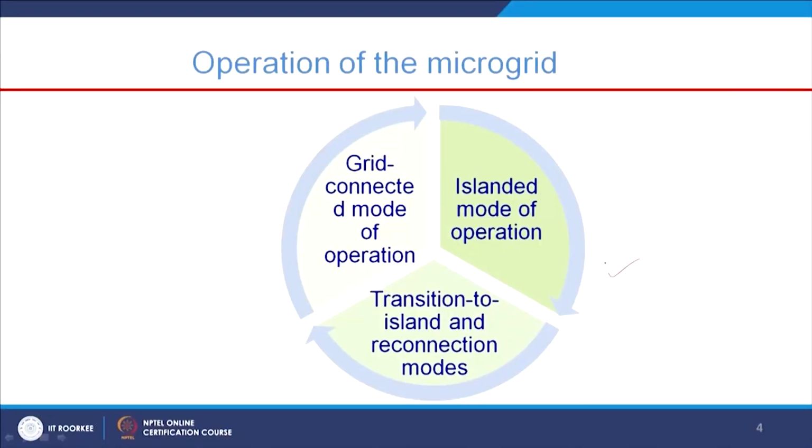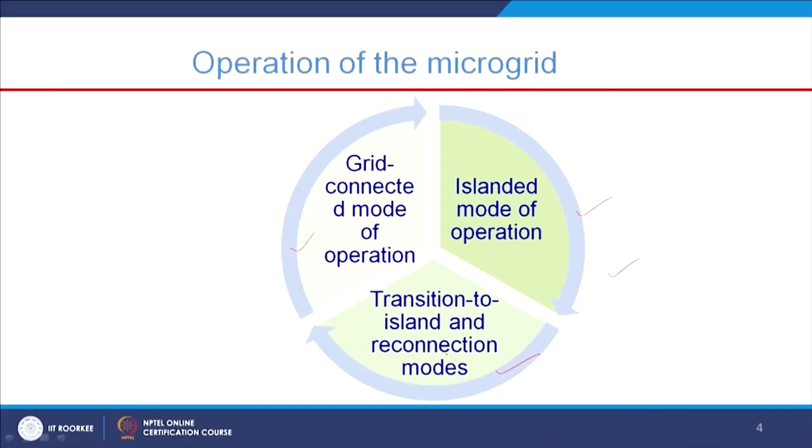If you see this particular PPT here, the operation of the grid may be in grid connected mode of operation, where the microgrid is connected to the grid system, or main supply, or main substation as we can also call it, and it also has the islanded mode of operation. The microgrid can also operate in islanded mode. Islanded mode means when the main grid is disconnected due to a certain fault at the main grid side, then the microgrid system will operate in islanded mode.